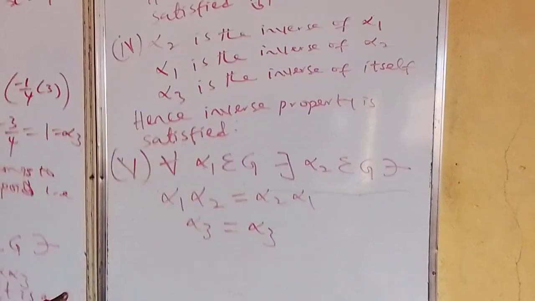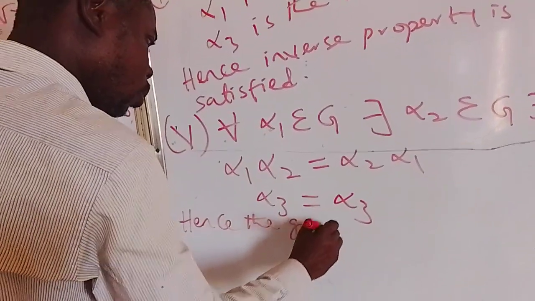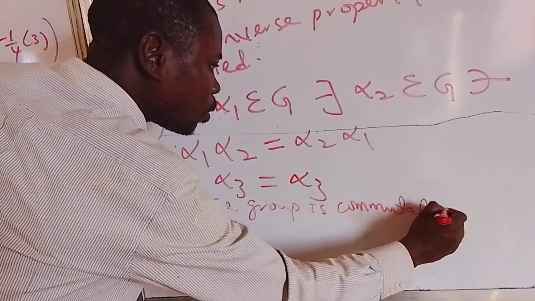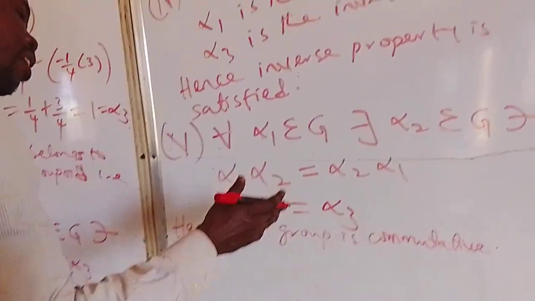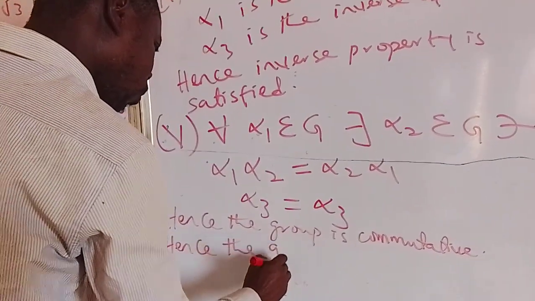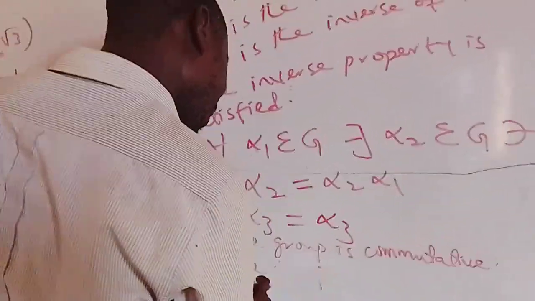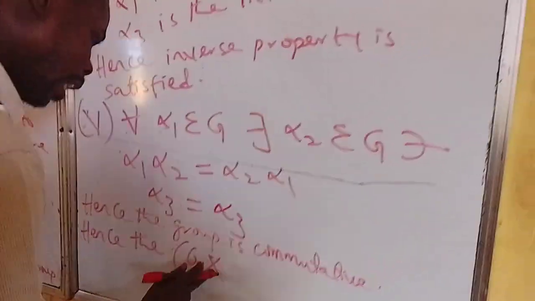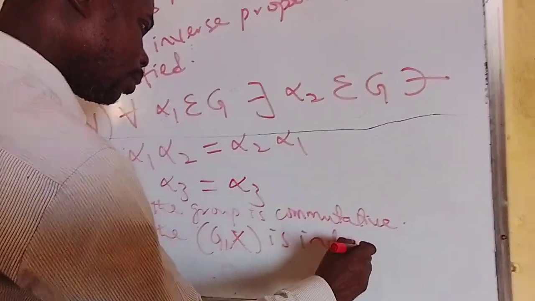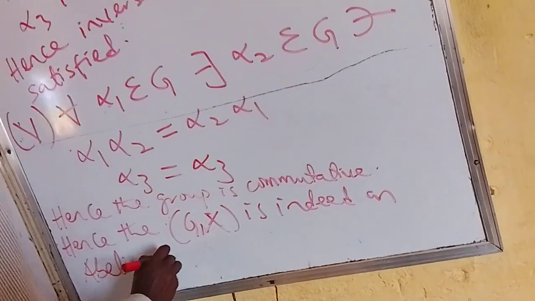So you can now see that the group is commutative. Hence, the group is commutative. So since the group is commutative, hence G, comma, multiplication, let me put it that way, G comma multiplication is indeed an abelian group.